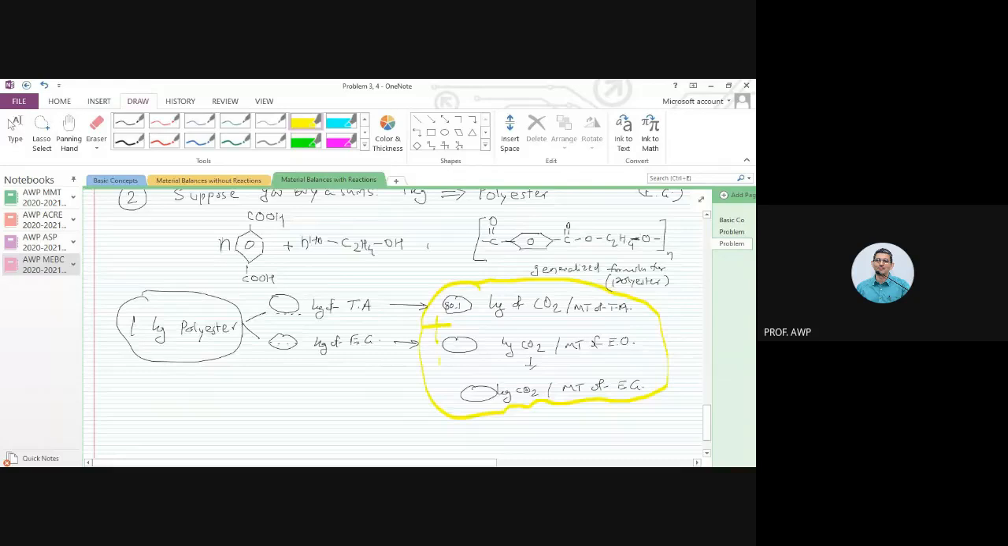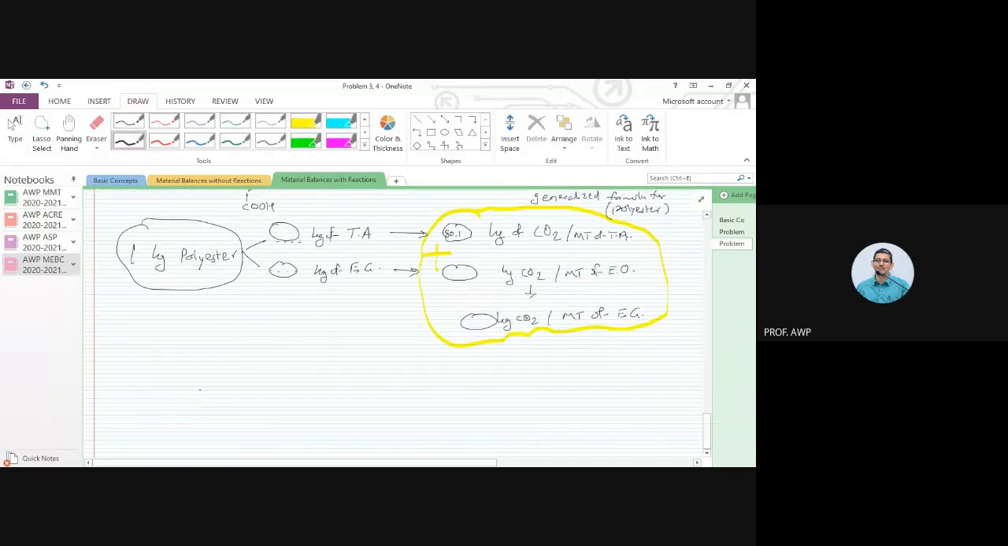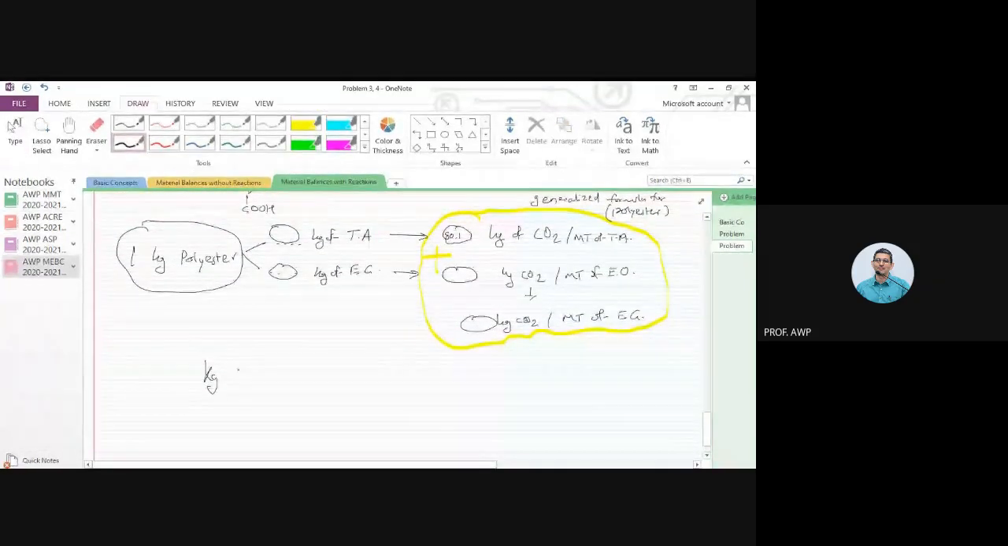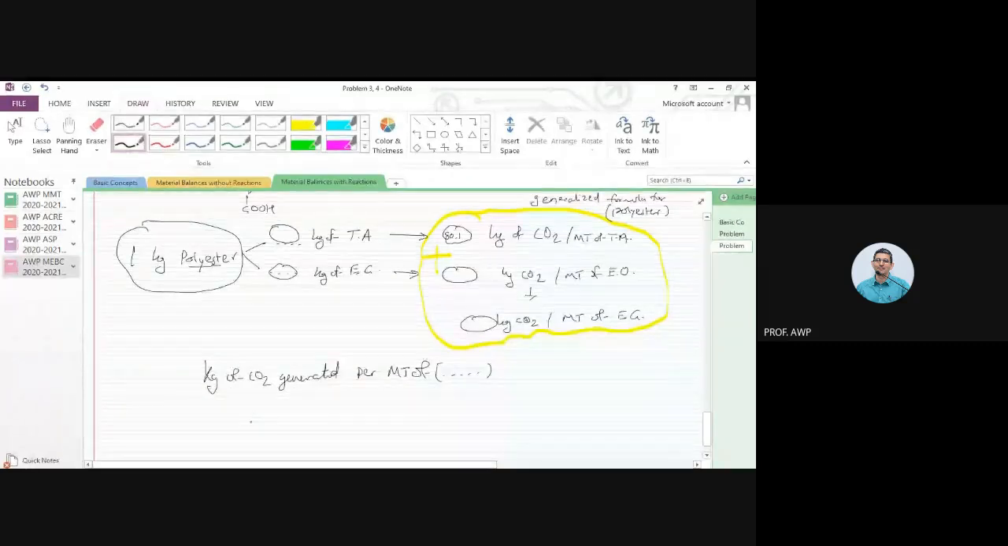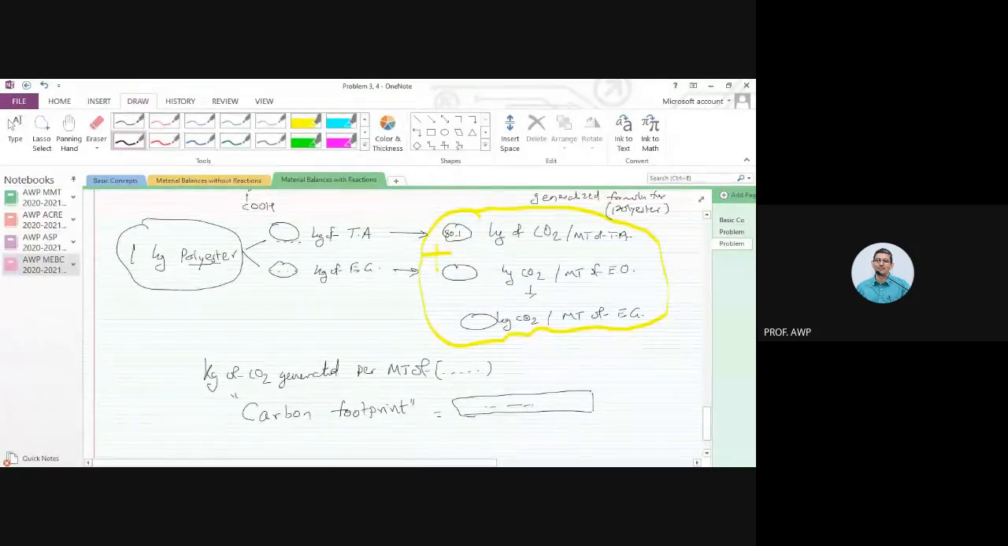Do you realize? So that number, total kgs of CO2 generated per metric ton of something, in this particular case the polyester, is called carbon footprint. So if you just Google carbon footprint, you will get this number. Okay. By the way, we are considering only the amount of CO2 that is generated by way of reactions.